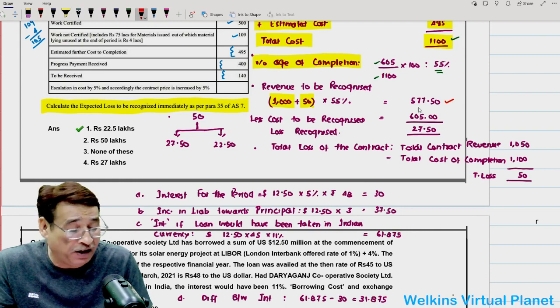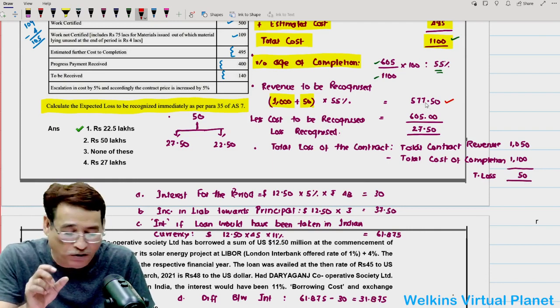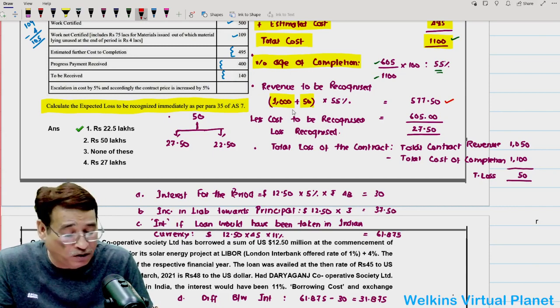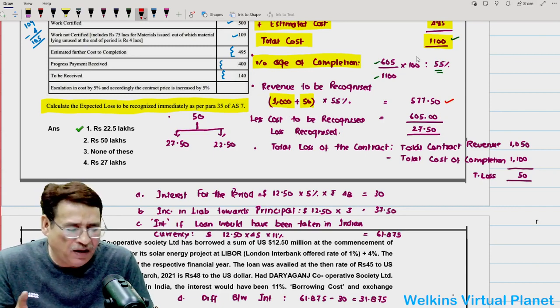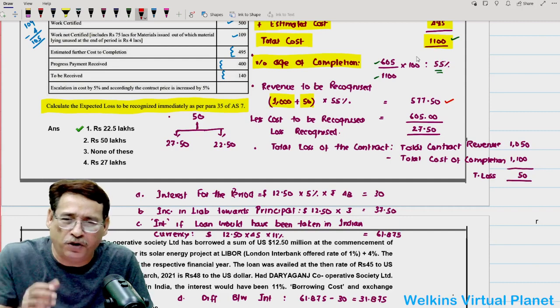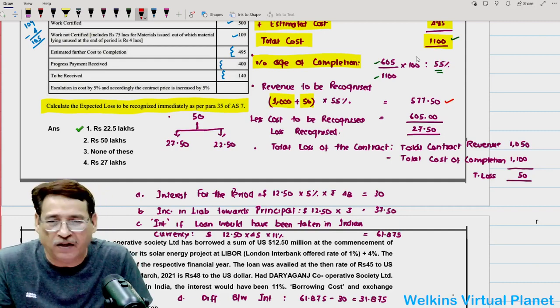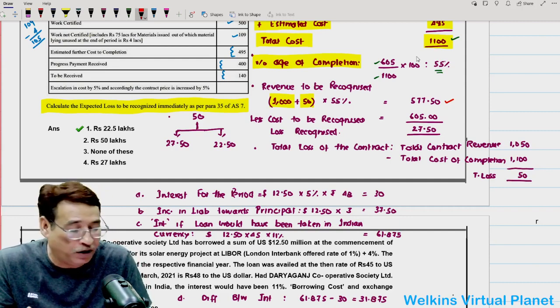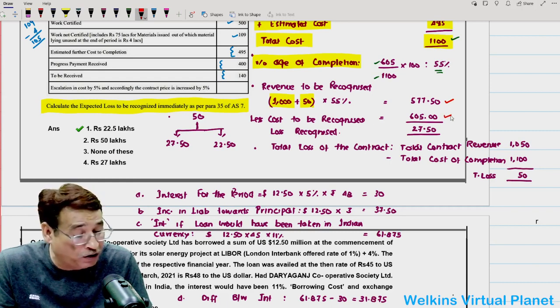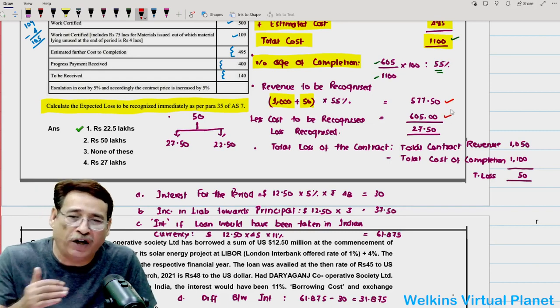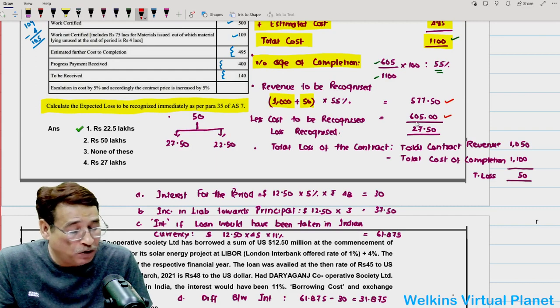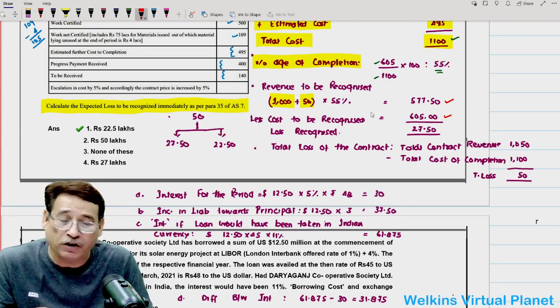In the current year, you are going to recognize 577.50 as revenue, but you will have to recognize the cost also. Generally, recognition of cost is not going to pose many challenges, the reason being that we know how much cost we have incurred. We have already incurred up to this date 605 lakhs, certified work plus uncertified work. So I will recognize in the current year revenue as 577.50 and cost as 605.50.